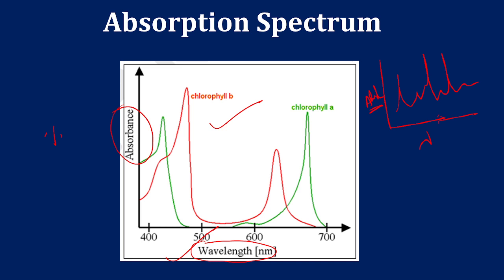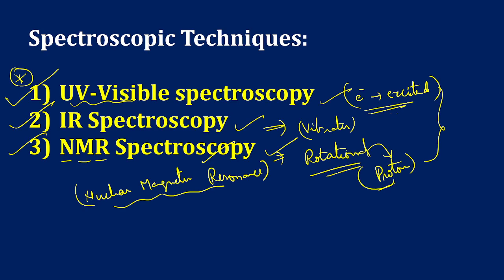Because the organic molecule will absorb the light. Basing on the absorption, the electronic transitions or the vibrational transitions or the rotational transitions are possible. That's why it is called an absorption spectrum. Okay, so let us start the UV visible spectroscopy first.